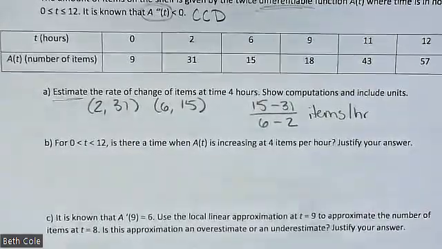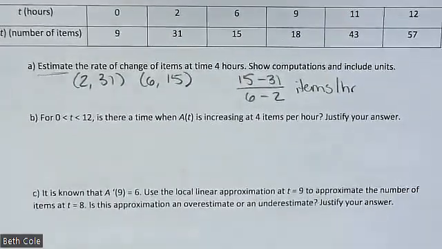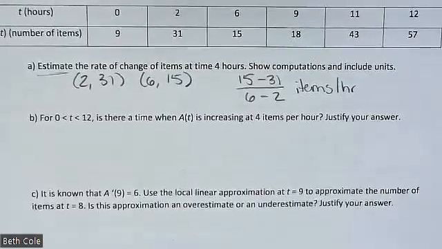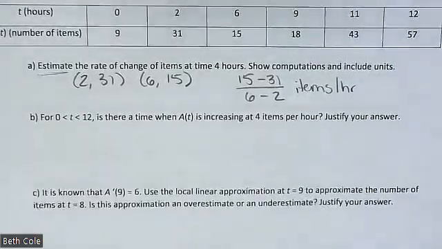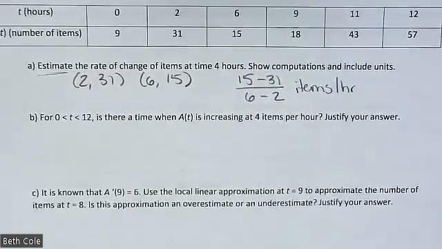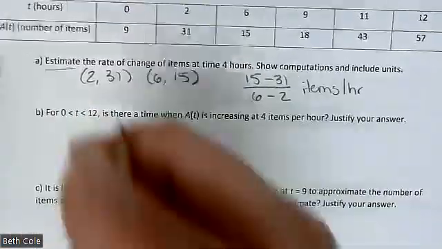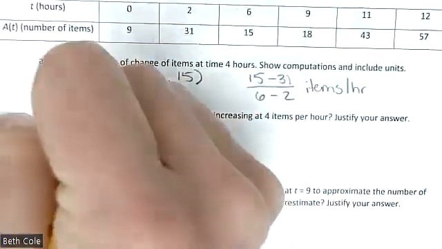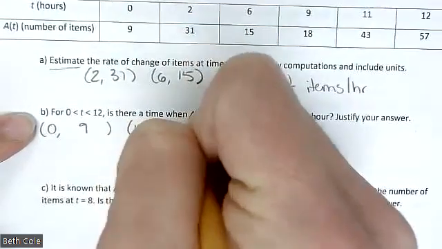All right. 0 to 12, our interval. Is there a time? So essentially it's a yes or no. Where the function is increasing at 4 items per hour. Which theorem do you think this is? Good. Mean value theorem. Mean means average, which means slope. We want the slope from 0 to 12. Do not be too proud to write out your points. It's 0, 9, 12, 57.